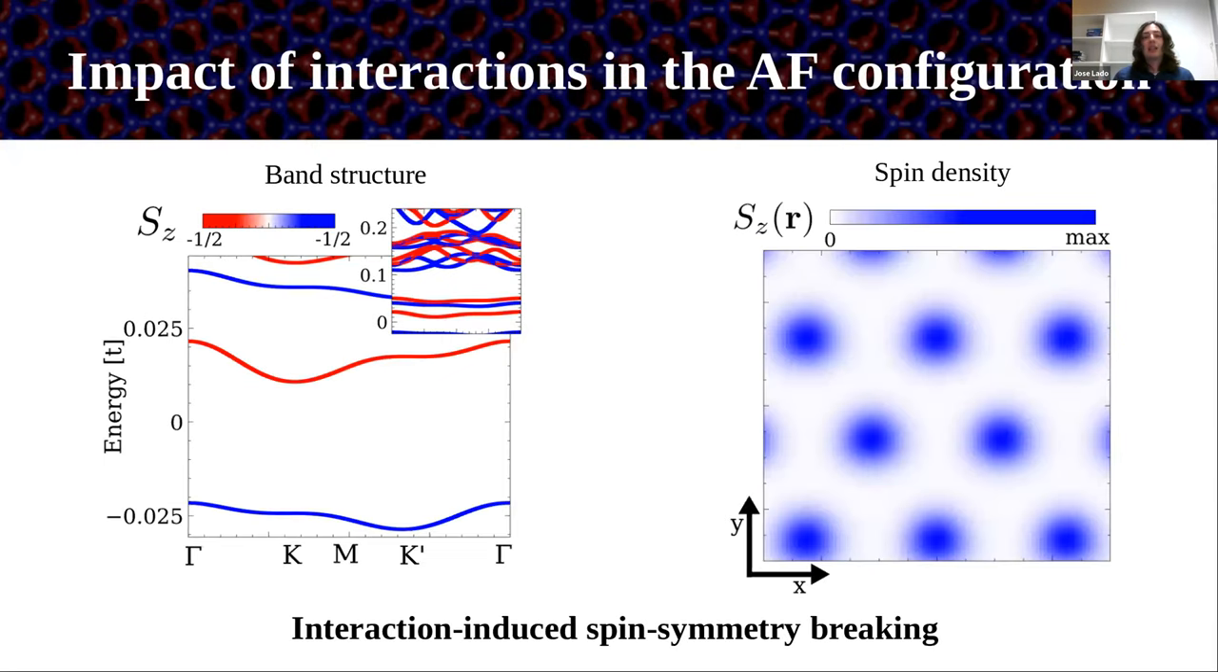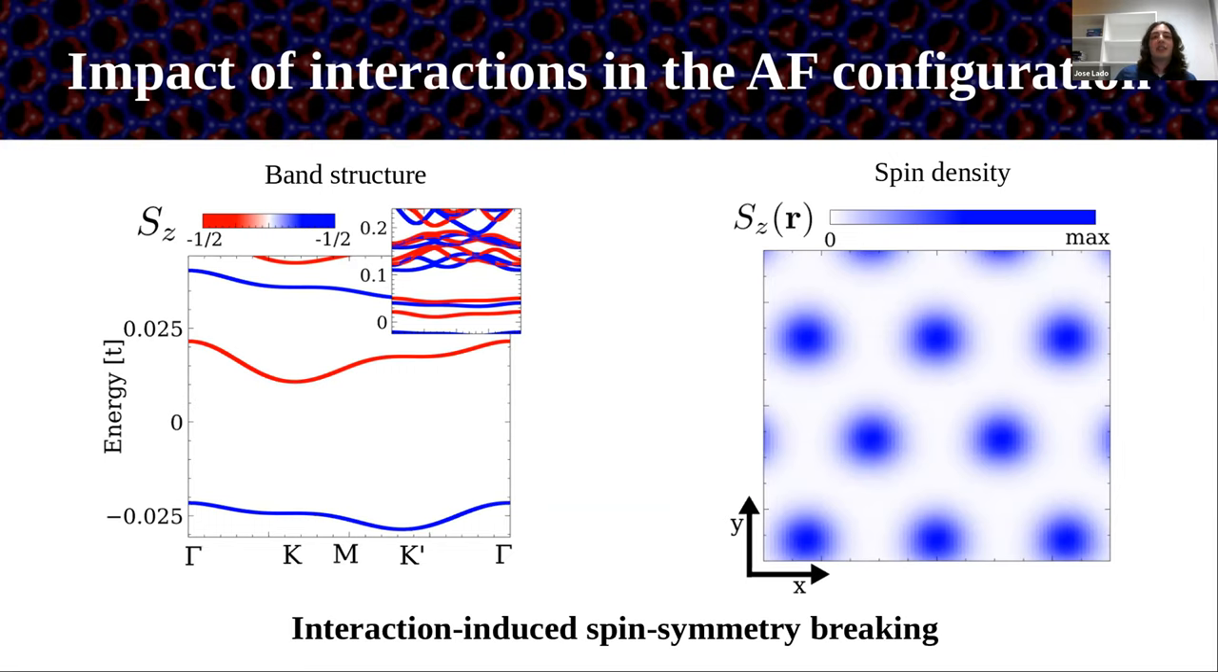So let's do that. Let's go first to the antiferromagnetic configuration. We put in interactions, we solve it at the mean field level, and what we get is that, of course, the twofold degeneracy is broken because we expect a Mott insulator in this regime. And we get a spontaneous spin polarization that is induced by interactions. And of course, if you now look at the spin density in real space, you will see that this spontaneous spin polarization that has been created by interactions is exactly localized in the regions where your low energy states were. So this is somehow expected.